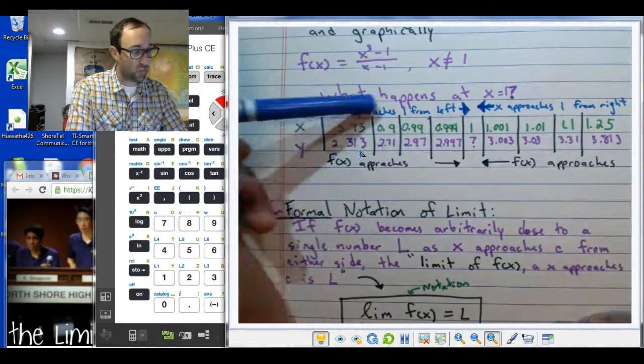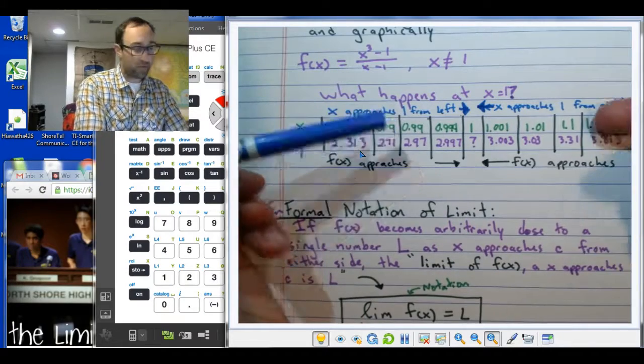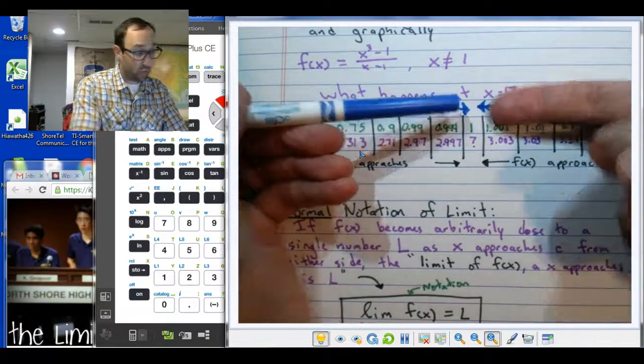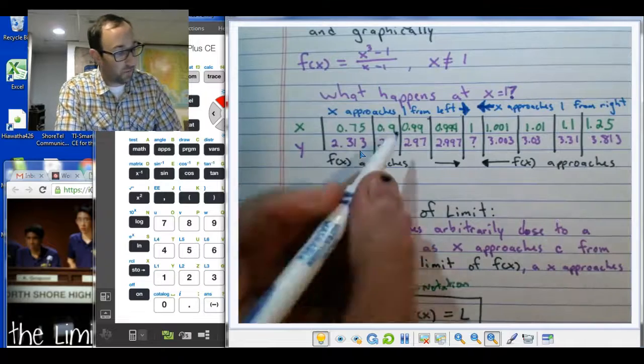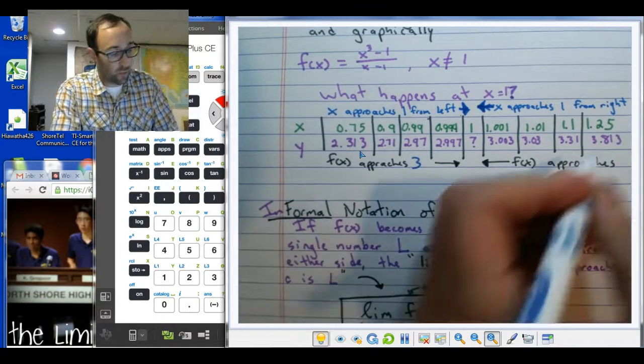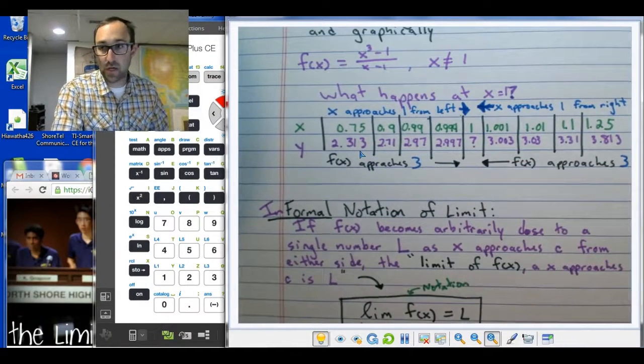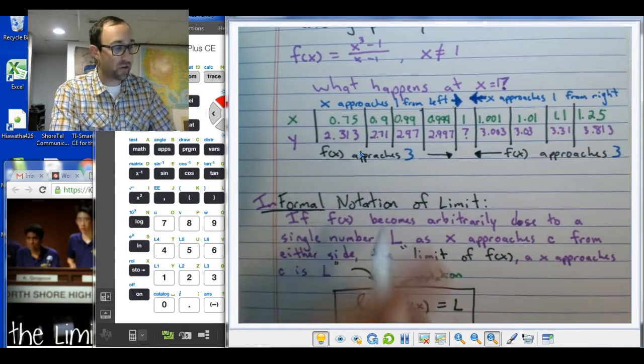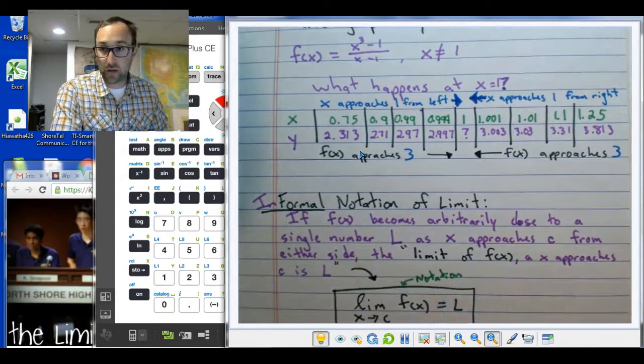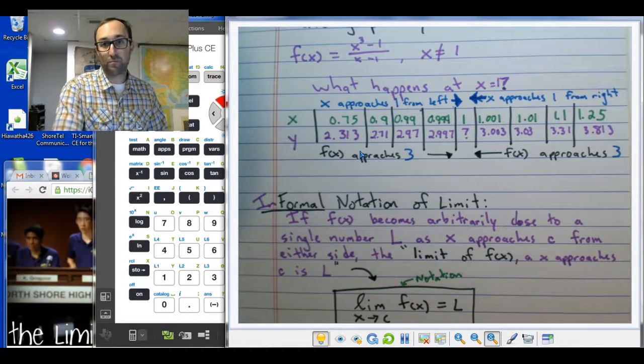So x approaches 1 from the left, and x approaches 1 from the right. What number are they both approaching? Well, we're approaching 3 from the left side, and we're approaching 3 from the right side. So we'd say that if this 1 were to be there, it would approach 3. So our limit would be 3.